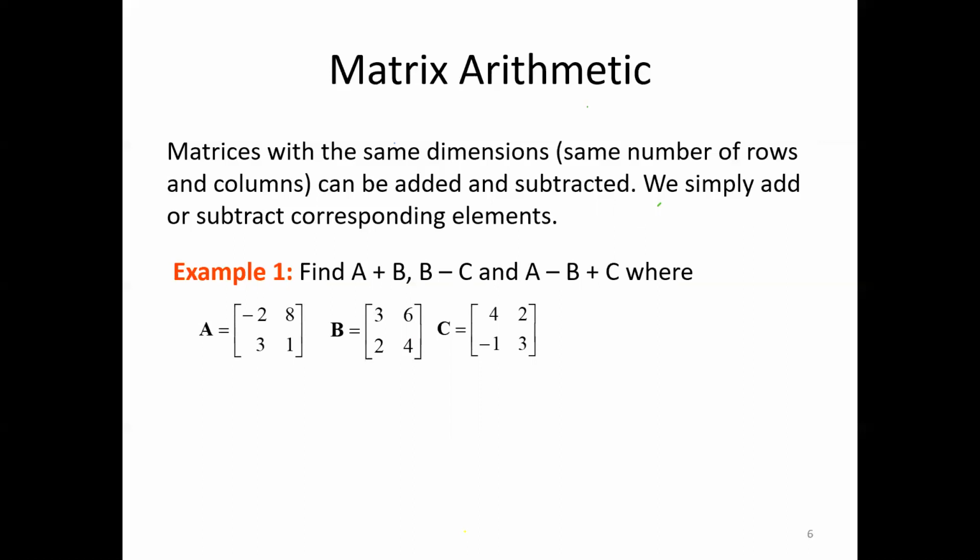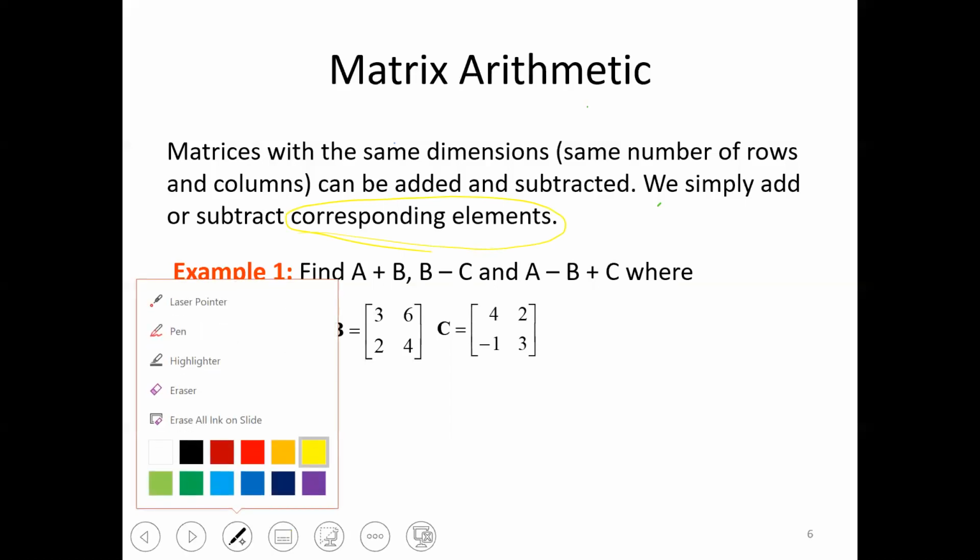As you can see here in this example, we have the matrices A, B, and C. So we have three matrices. All of them are 2 by 2, because if they do not have the same number of rows and columns, we can't add or subtract them. So to add and subtract, simply what we need to do is add or subtract the corresponding elements. Okay, so I'll show you in this example here.